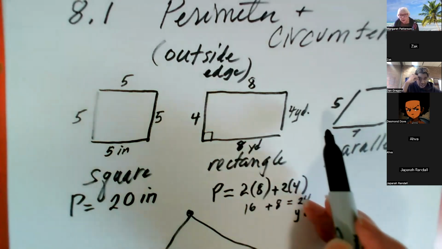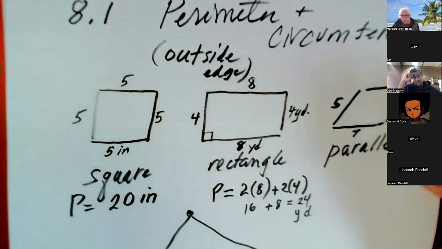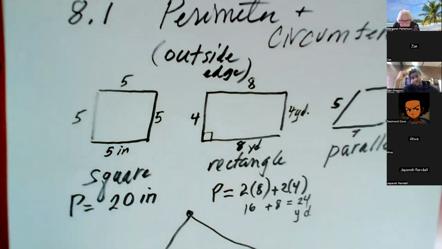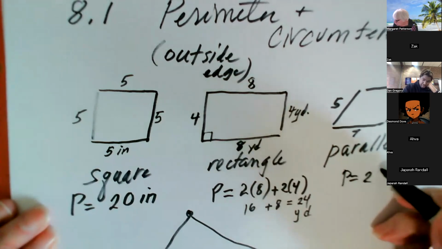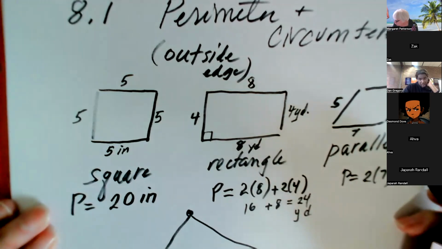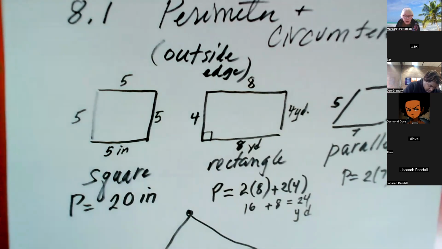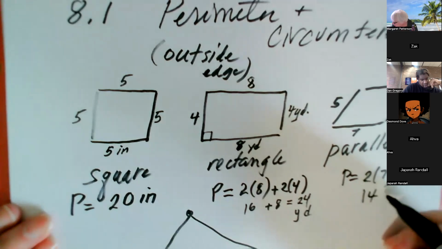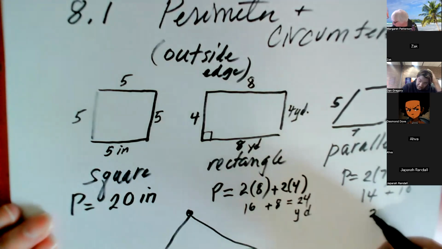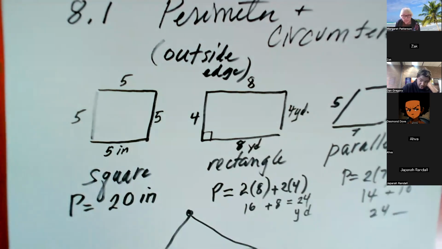So if they told you, this way is 7 and this way is 5, you've got the same crazy thing. I need 2 of the 7s to get perimeter and 2 of the 5s. So the fact that it was tipped didn't change how much it needs to get around the edge. So that would be 14 and 10. In this case, it's 24, whatever the unit was. Is that okay? Mm-hmm. All right.